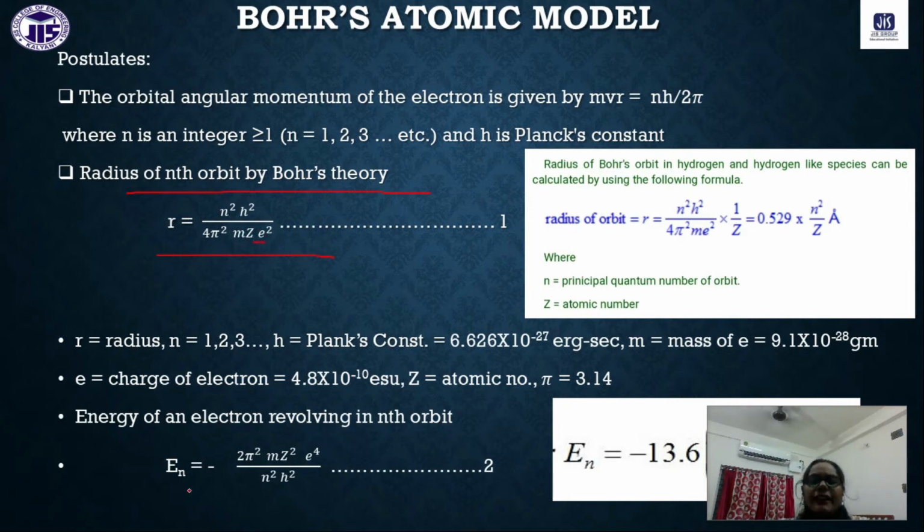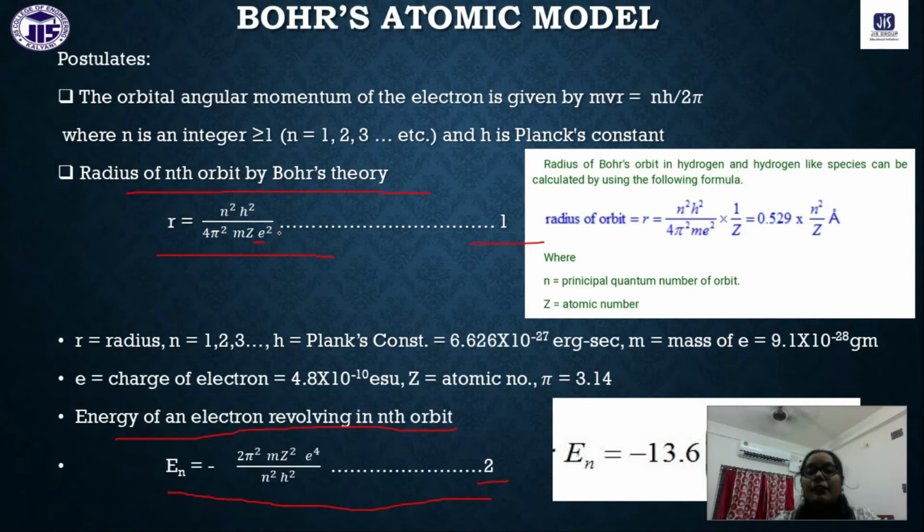Okay, and also we have got the energy of an electron which is revolving in the nth orbit, and that is En equals to minus 2 pi square m z square e to the power 4 divided by n square h square. These two, equation number 1 and equation number 2, you have to remember very well, because based on these equations you can have so many problems in your exam. So that's why you have to memorize these equations and also practice the derivation.